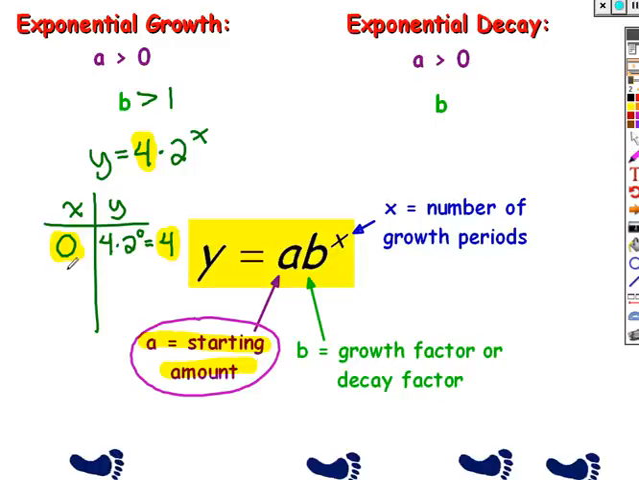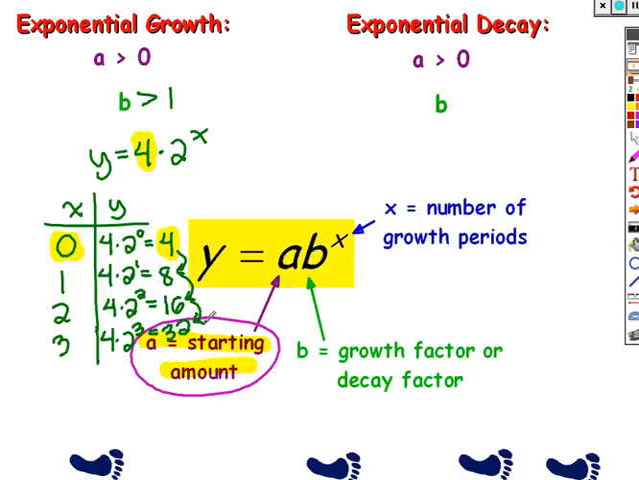So if I keep making a table, 4 times 2 to the first power, well, that would give me 8. 4 times 2 to the second power, well, now this is like 4 times 2 times 2, or 4 times 4, which gives me 16. 4 times 2 to the third power: 4 times 2 times 2 times 2, that would give me 4 times 8, or 32. So if you can see, that b value is what you're multiplying by over and over and over again. So if the b value is greater than 1, I'm going to get exponential growth. These numbers should get larger as long as that a value out front is positive.